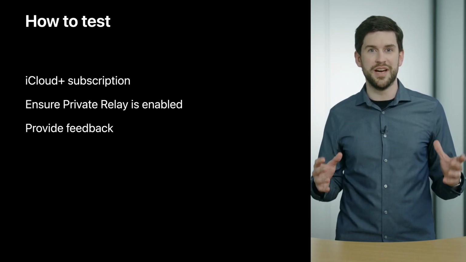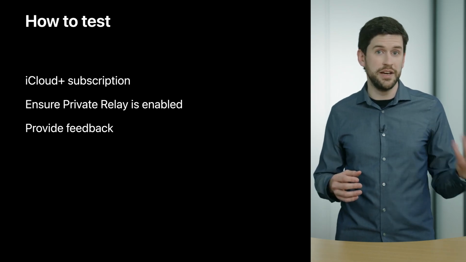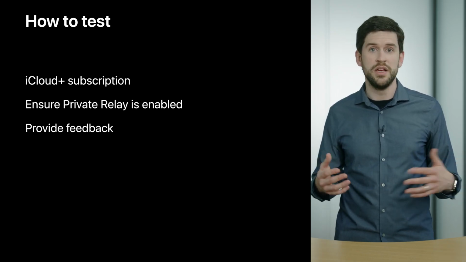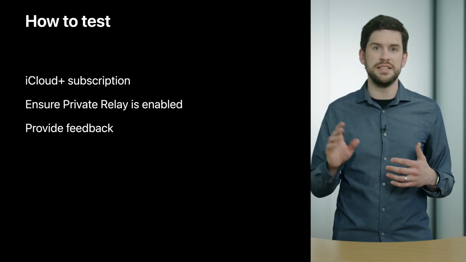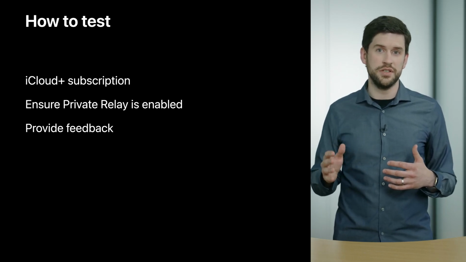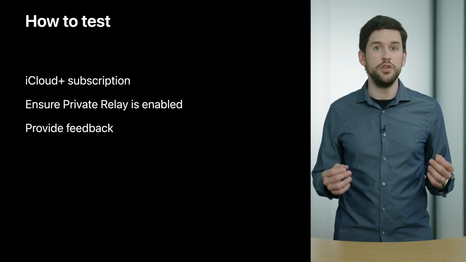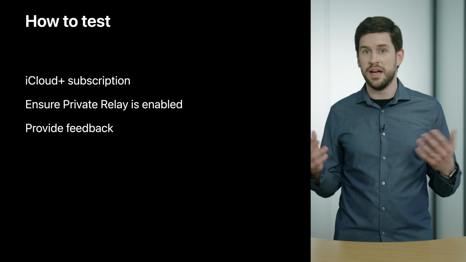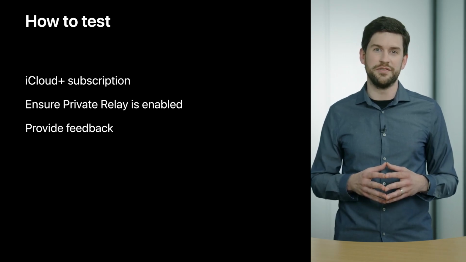Once you've made sure your app is ready for Private Relay, try it out. Sign into an iPhone, iPad, or Mac with an iCloud Plus subscription, and make sure Private Relay is enabled in the iCloud section of the Settings app or in System Preferences. You can provide feedback with the tag iCloud Private Relay in the Feedback app. Now I'll hand it off to my colleague Delzio.